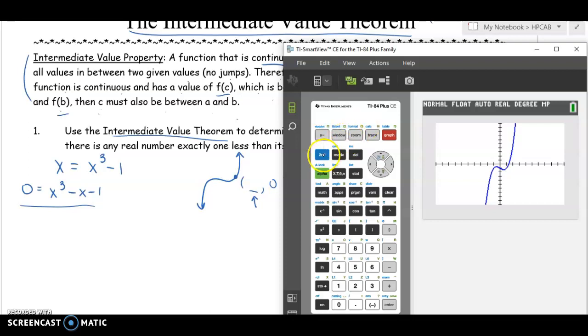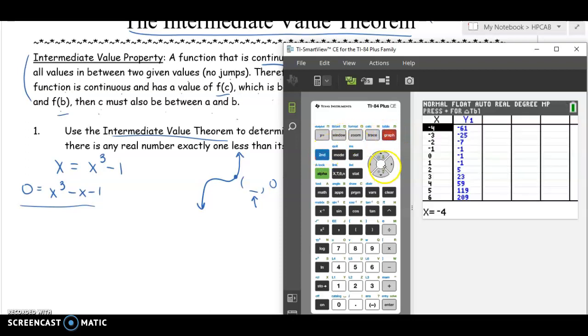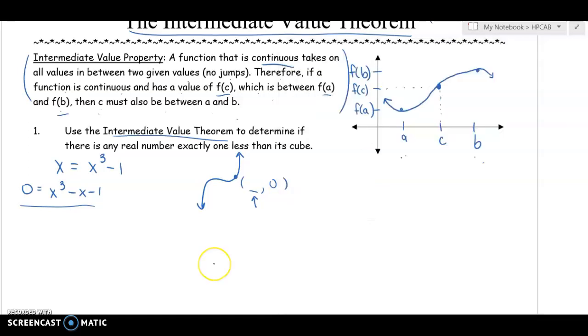If you go to your table, you might have to change some of your settings, but you'll notice that we're looking for a y value of 0. We don't see a y value of 0 in our table, but right here, where x is 1 and x is 2, it goes from a y value of -1 to a y value of +5. Since it's continuous, and we're dealing with the intermediate value theorem, we know that somewhere between -1 and 5 we're going to hit 0. So somewhere between 1 and 2 we're going to get the answer that we need.